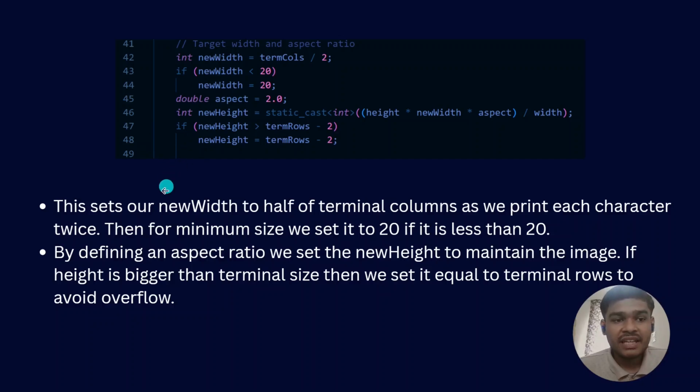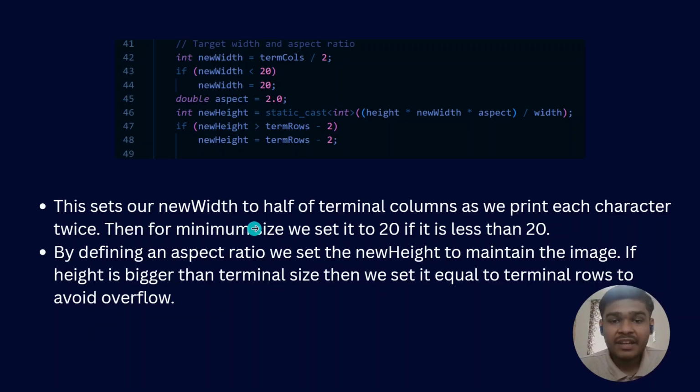What this code does is it sets our new width to half of the terminal columns. See this first line: new width is equal to terminal columns by 2. Why are we setting this to half of the terminal columns? Because we need to print each character twice to maintain the aspect ratio.